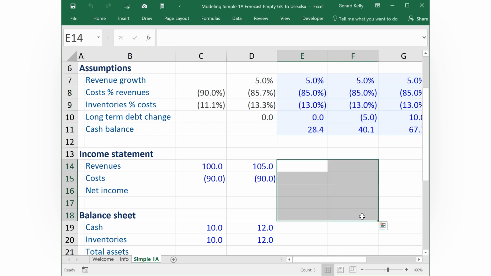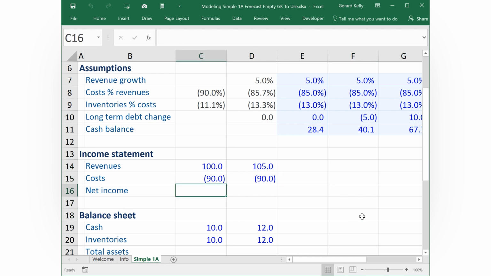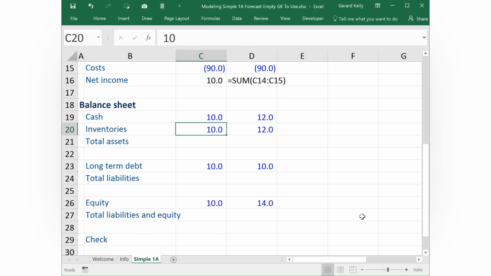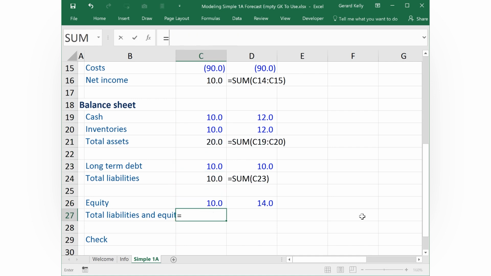The one thing missing if we look to the historical period is we can't see any subtotals. So I'm going to put some subtotals in here. I'm going to sum up the revenues and costs to get net income. I will do the same in the balance sheet. Sum up total assets, sum up total liabilities, and then sum up total liabilities and equity.